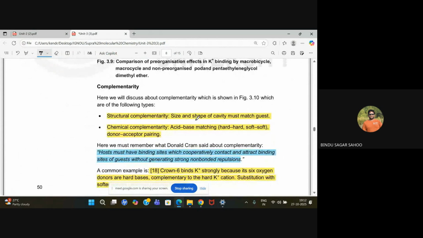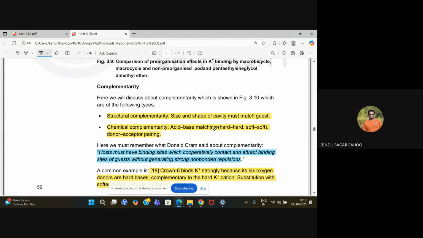Next, we will discuss complementarity. When the term complementarity arises, we need to check the structural complementarity and chemical complementarity. Structural means the size and shape of the cavity must match the guest, and chemical complementarity, as I told you previously, involves the non-covalent interactions. Along with the non-covalent interactions, there is another factor. Previously, I told you the hard soft acid base theory. That means a hard metal will prefer to bind with a hard donor site, and a soft metal will prefer to bind with soft ligands.